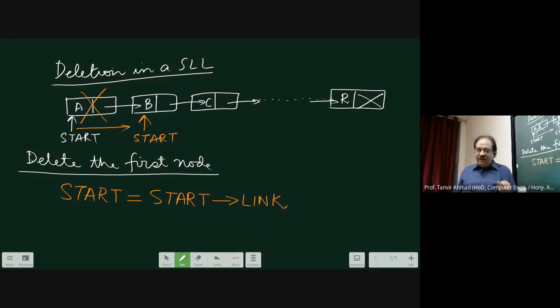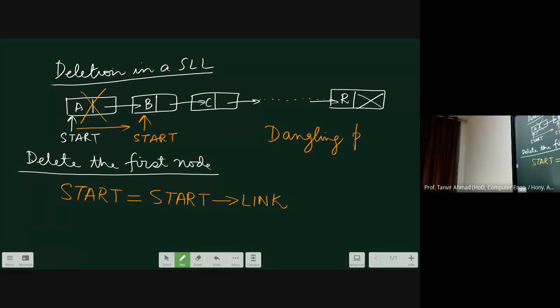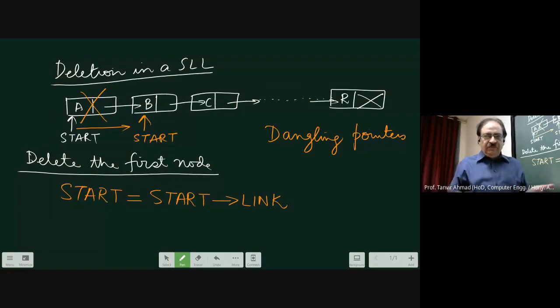Now, what is the name of A? There is no name. Why? Because start has already moved from A to B. Now, what is that called? Anybody? Dangling pointers. Correct. It's called dangling pointers. The pointers which are there in the memory but cannot be accessed, and therefore here A has no name and has become a dangling pointer.